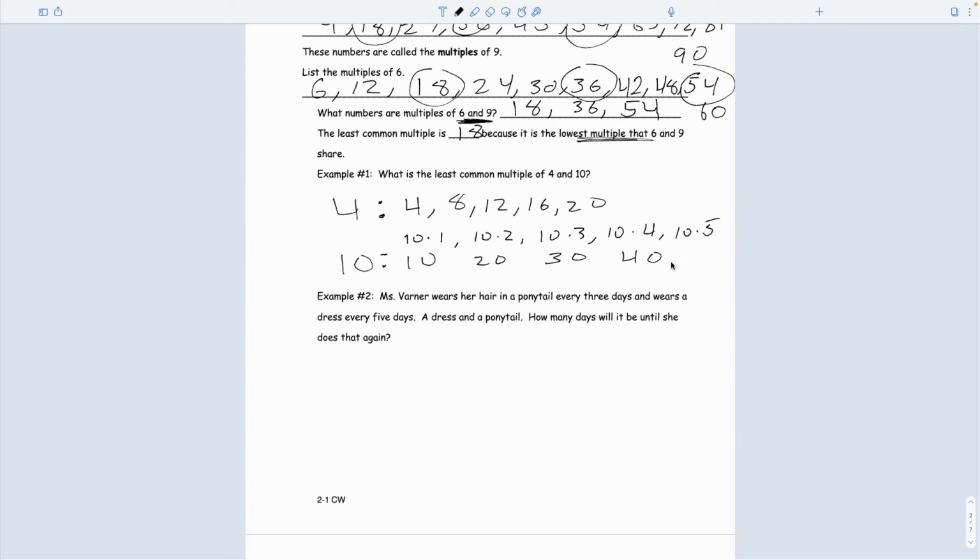10 times 5? Cool. Okay, so we have all of our multiples of 10, all of our multiples of 4. You're going to start with a smaller number. To find the LCM, let's just start scanning and see where they're the same. Does 4 match any on 10? No. Does 8 match? No. Does 12 match? No. Does 16 match? No. Does 20? Yeah. Circle 20. 20 is your answer? Circle it.